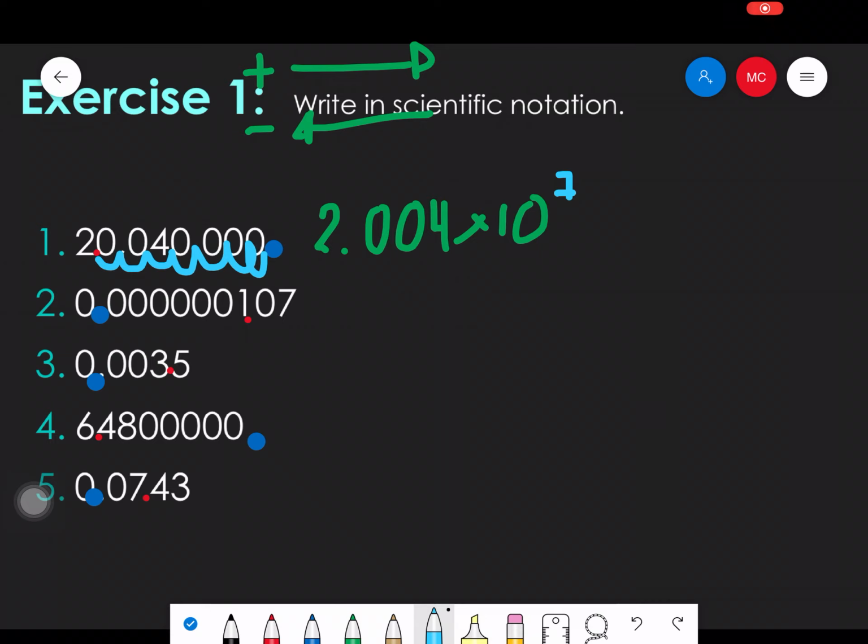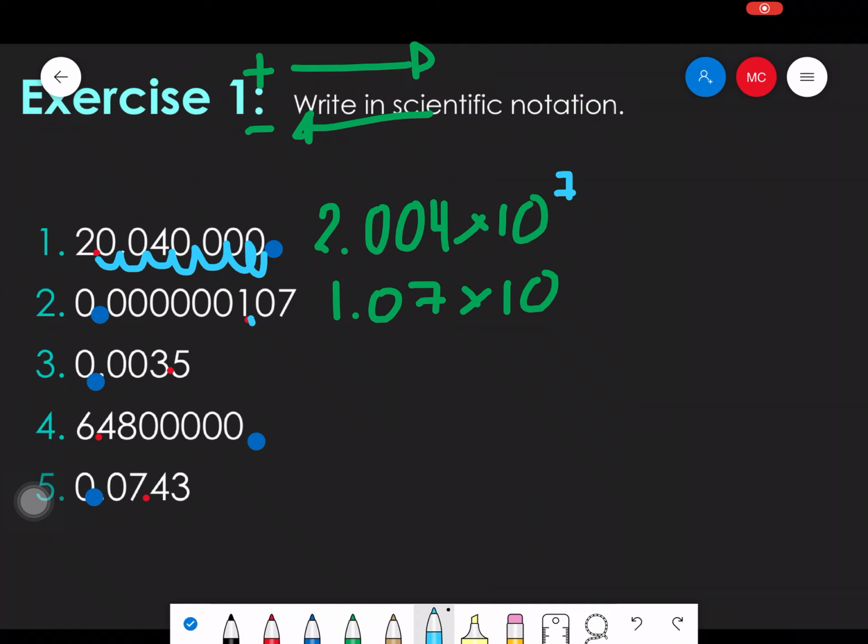Second option. I need to copy first before I even start. It's 1.07. Remember, you can skip the zeros because they don't change the number. Times 10. And then I go back to where I placed the red point, which is the decimal point of scientific notation.